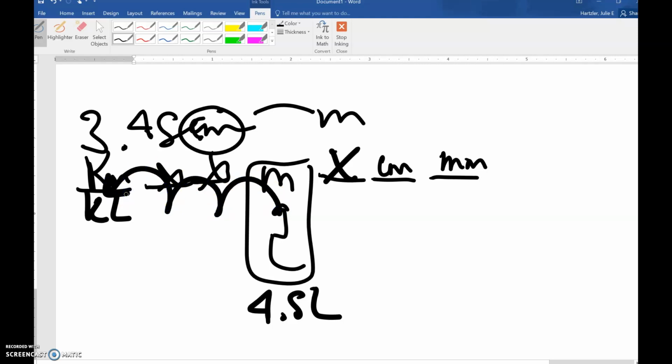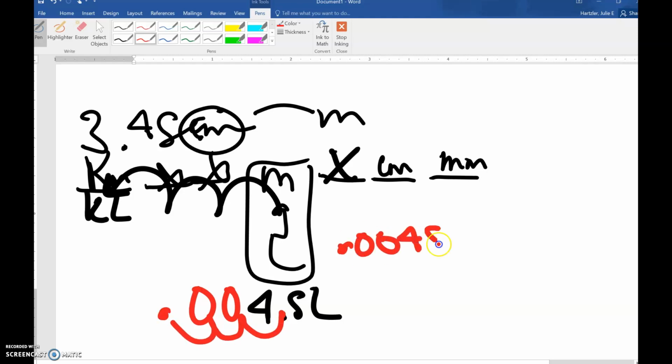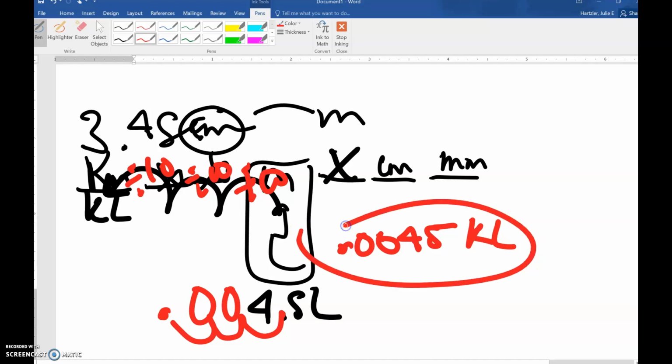Again, I'm going to a bigger unit, so I should have less of them. So I'm going to go ahead and add some zeros. So 1 jump, 2 jumps, 3 jumps, so 0.0045 kiloliters. And again, each time I jump, I'm dividing by 10, and that's why the decimal actually moves, because when you divide by 10, you're making it 10 times smaller all the time. So this will be your final answer right here.